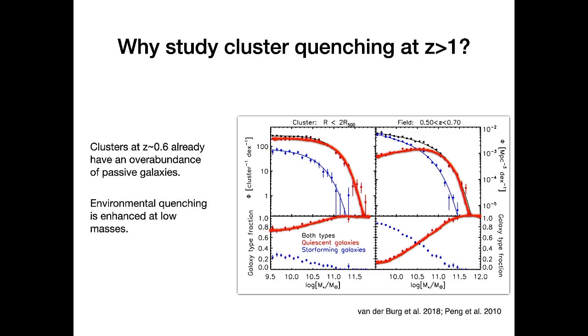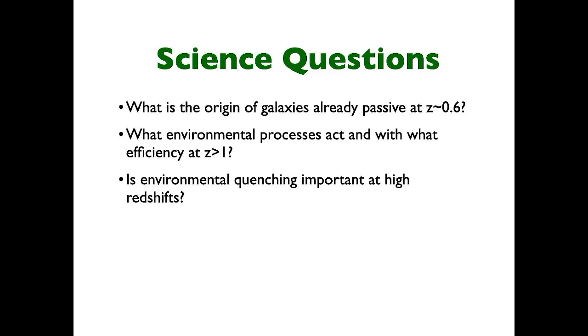That forces us to go to even higher redshift, and that introduces these three science questions I want to touch on in this talk. The first one is, what is the origin of these galaxies that were passive even as far back as z of 0.6, 0.7, 0.8? What environmental processes are acting at z greater than 1, and with what efficiency? And then, indeed, is environmental quenching even important at high redshift?